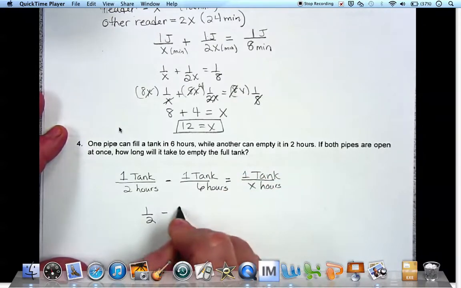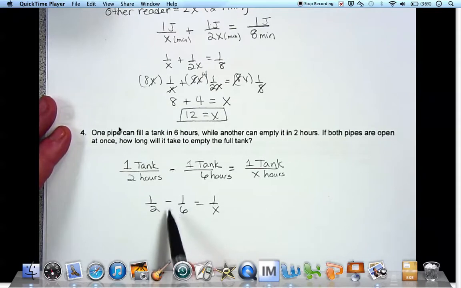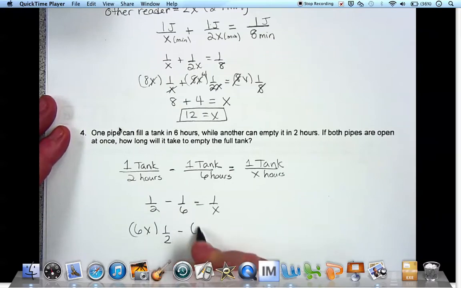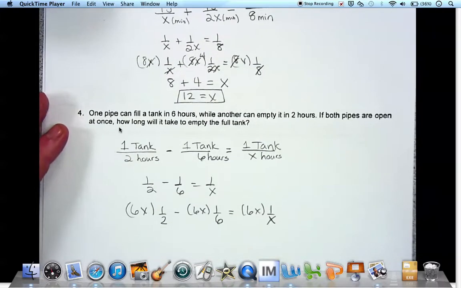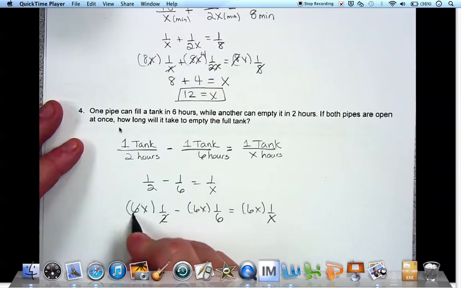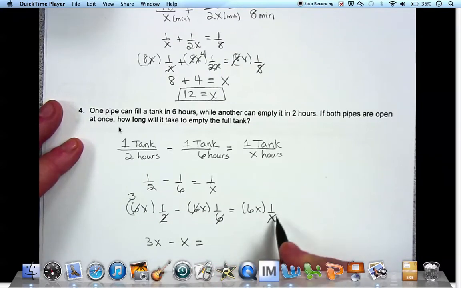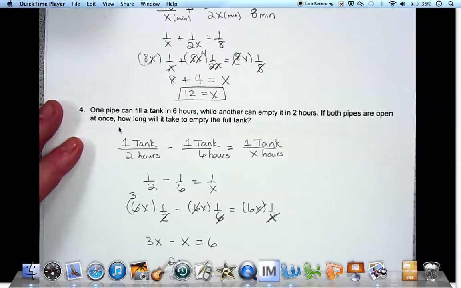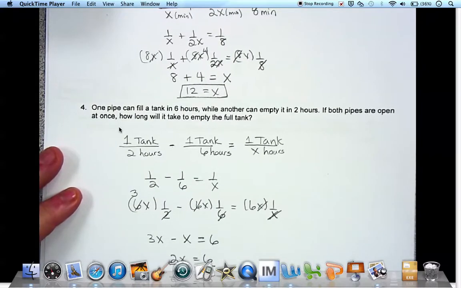So I have 1/2 minus 1/6 equals 1 over x. Okay, the least common denominator is 2, and 6 would be 6, and then with an x, I'm going to multiply everything by 6x. Okay, so I've got 2 divided into 6 3 times, so that's 3x minus 6. 6 once, so that's x equals x. x and x will cancel, so that equals 6. So 3x minus x equals 2x. Divide by 2, so x equals 3. So it's going to take 3 hours to empty the tank.